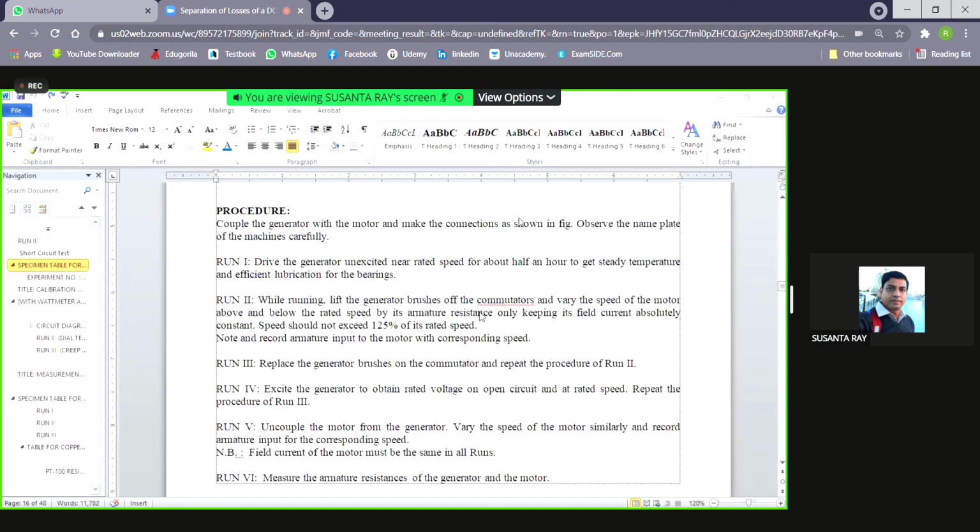So in the first run, it said to run the machine for half an hour, then to lift the generator brushes. Okay, what does the third run say? Replace the generator brushes on the commutator and repeat the procedure in run 2. In the third run there will be brushes in the generator, but there will be no excitation. Excitation has not been mentioned yet. That means the generator is intact.